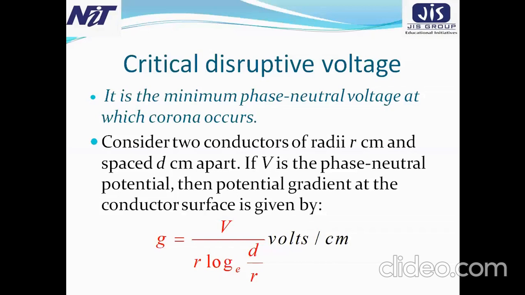Now move to the next slide, that is critical disruptive voltage. Now we are going to discuss the mathematical formulation on that topic. So what is critical disruptive voltage? It is the minimum phase to neutral voltage at which corona occurs. We have to remember only this part: the minimum voltage between phase and neutral at which corona occurs. That is critical disruptive voltage.